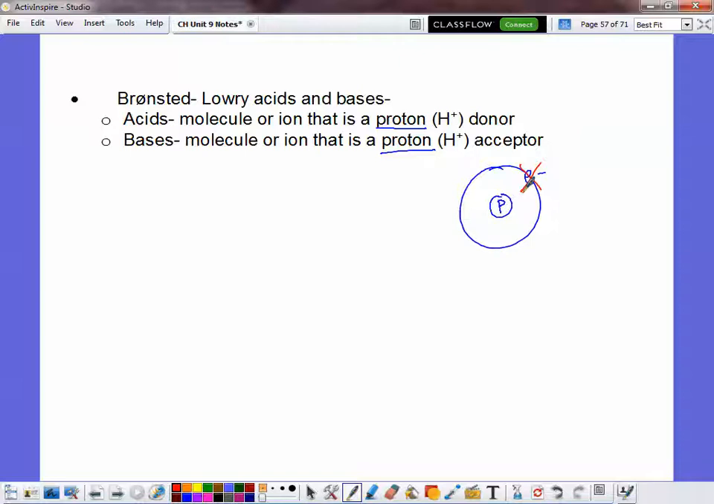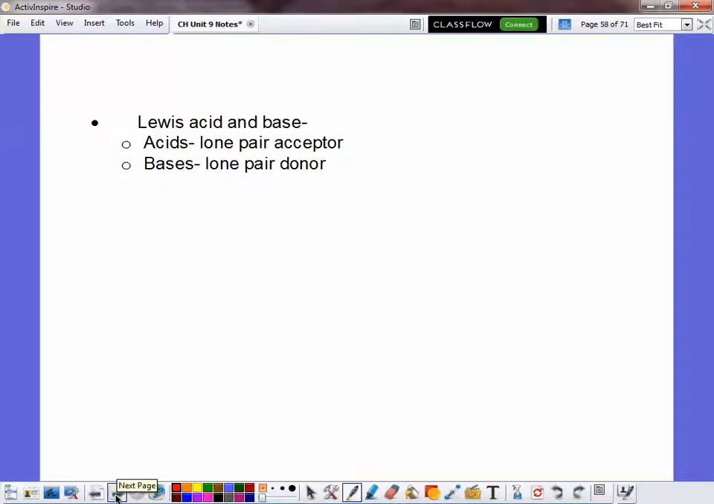And the third definition of acids and bases is Lewis acid and base. We're not going to deal with this too much. Just know the definitions. A Lewis acid is a lone pair acceptor, and a Lewis base is a lone pair donor.